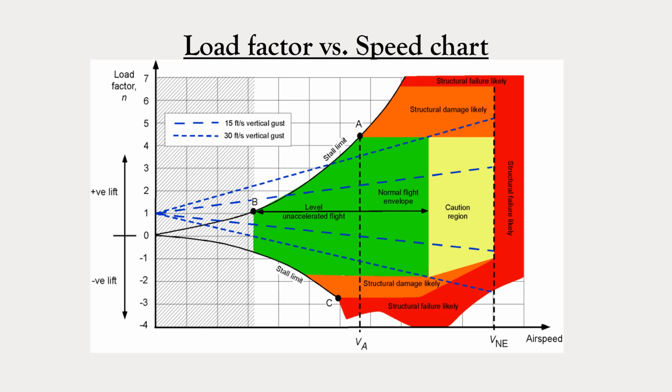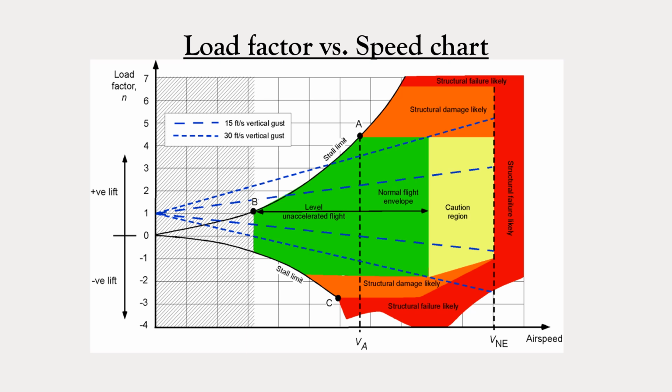If you push forward on the yoke or stick so that you're basically weightless in your seat, that would be 0 Gs. And if you push further forward so that you're actually pushed up against the seat belts, that would be negative Gs.